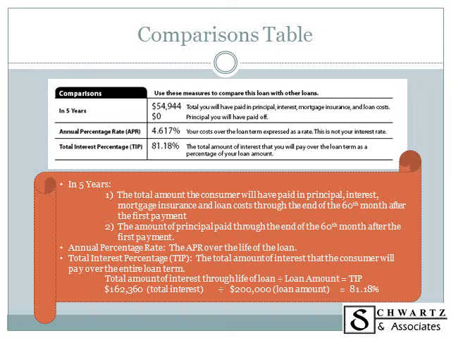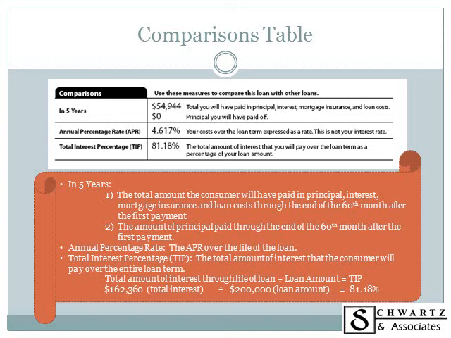The second line is the amount of principal paid through the end of that 60th month after the first payment. In this particular transaction, it was an interest-only loan, so our amount here is $0. They will have paid off $0 in principal since it's an interest-only loan over the first 5 years of this loan. The next thing is our annual percentage rate. This is pretty typical. It discloses the annual percentage rate over the life of the loan. And the last item is the total interest percentage, the TIP.